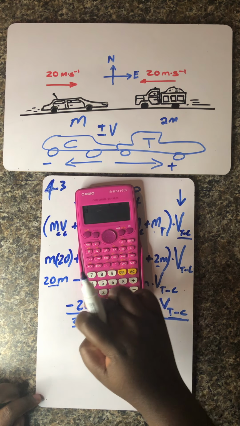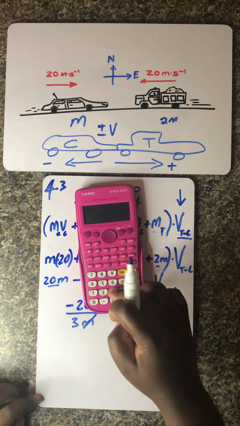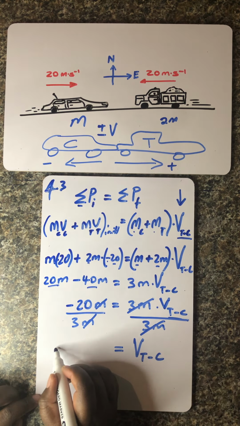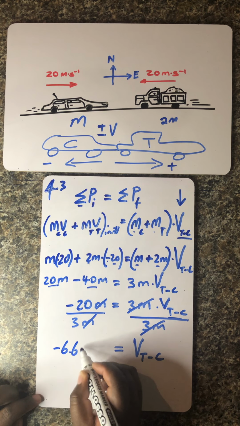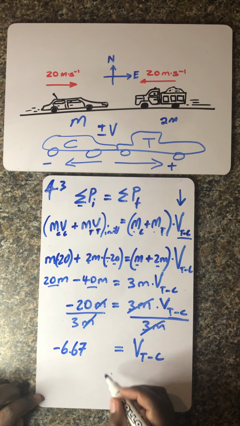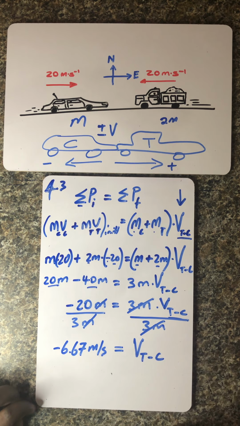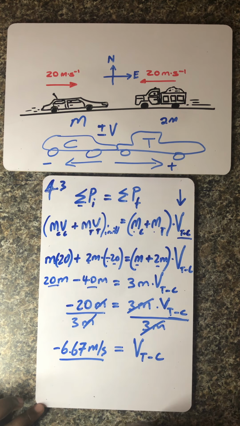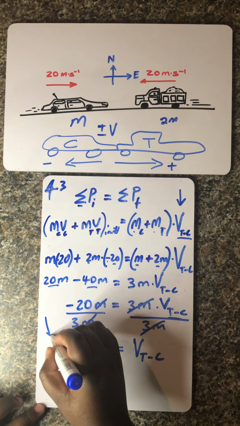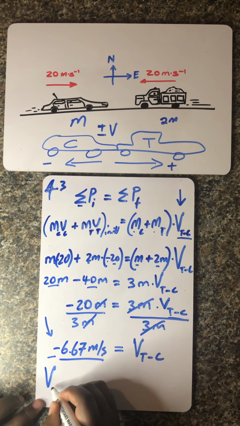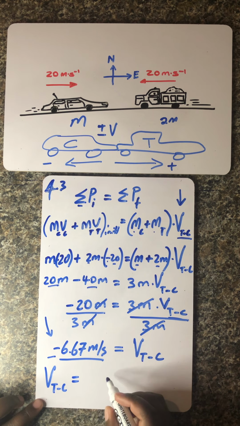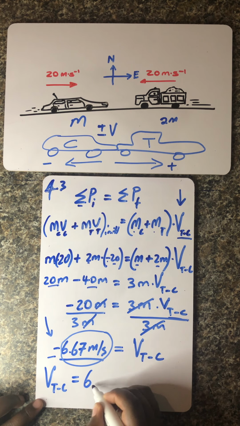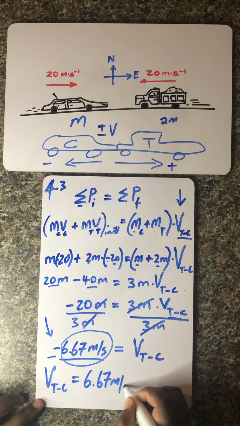So this is where you pull out your calculator and say negative 20 divided by 3, and you get negative 6.666. Then I can just round it to 2 decimal places, and the answer is in meters per second. Remember guys, 6.67 is the magnitude. That negative tells us about the sign. So let's say the velocity of the truck-car system is equal to, we know the speed is 6.67 meters per second.